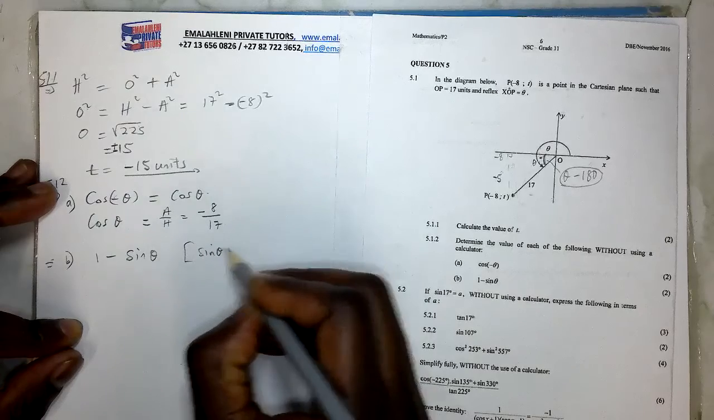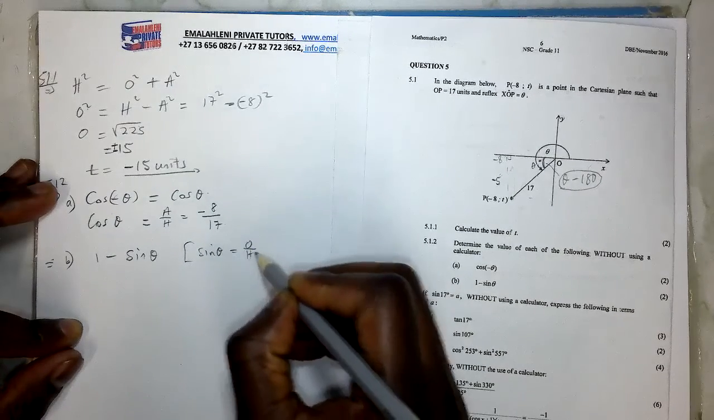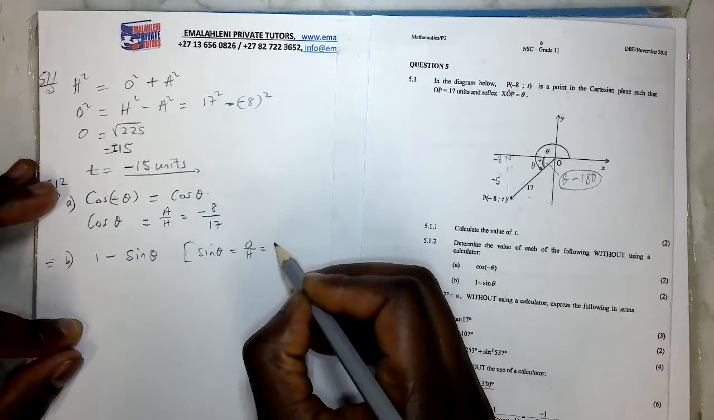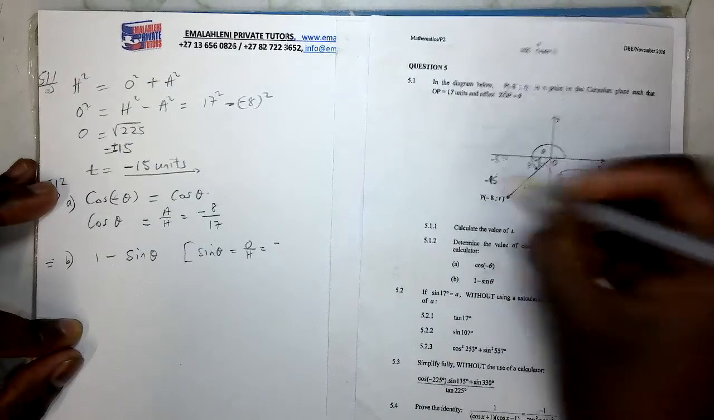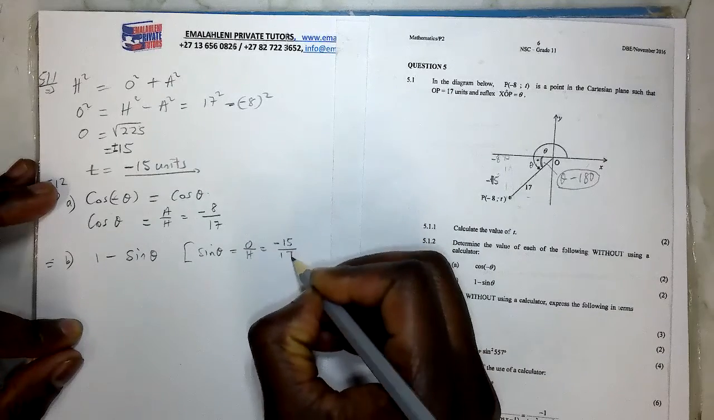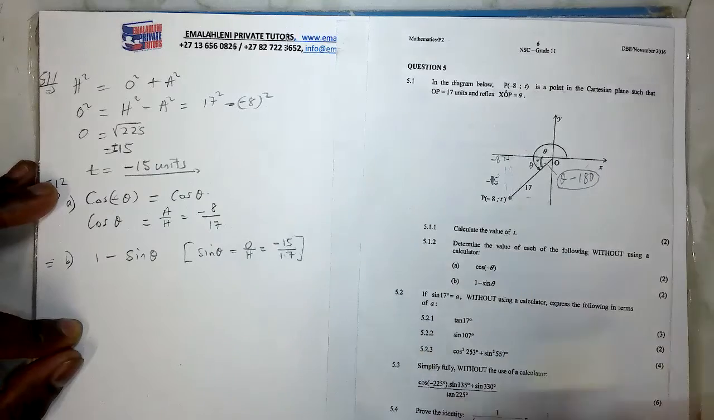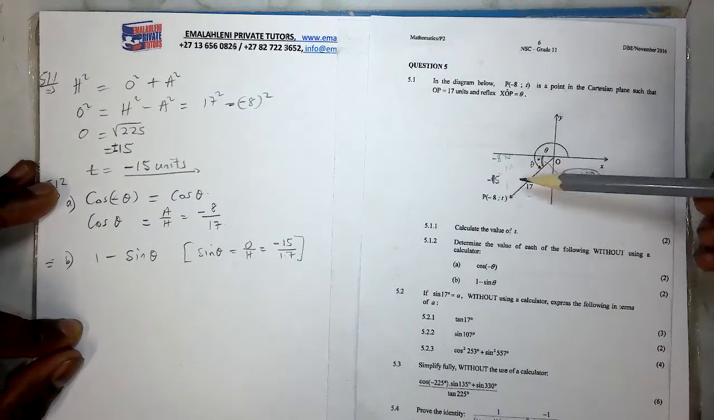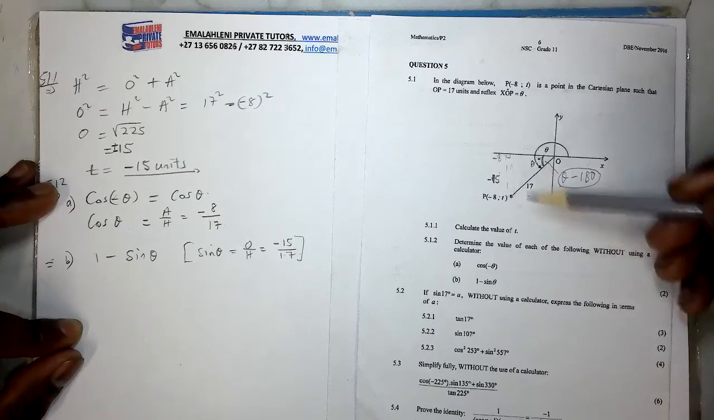Sine theta is equal to opposite over hypotenuse, which is equal to negative 15 over 17. I don't know why I made a mistake here. And this negative also indicates to you that sine and cos are negative in the third quadrant. Only tan is positive in the third quadrant.